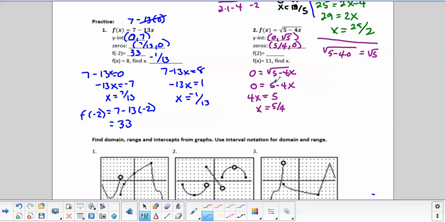All right, f of 2. So I need to substitute 2 for my x. F of 2 is equal to the square root of 5 minus 4 times 2. F of 2 is going to be the square root of negative 3. So algebraically there's an answer, i root 3, but graphically you would not be able to graph i root 3. So make a note that it is not real.